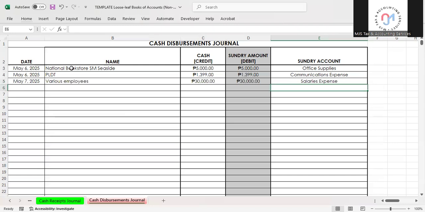So just continue every time you disburse or you pay cash to someone, you record it here under the cash disbursements journal.